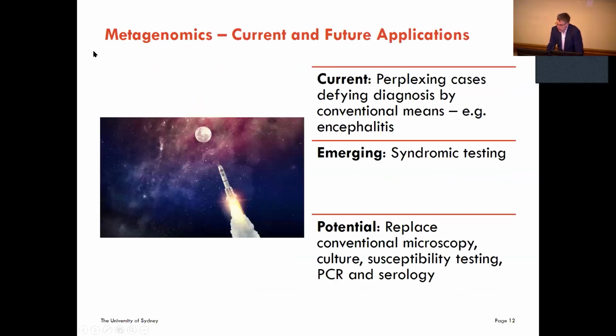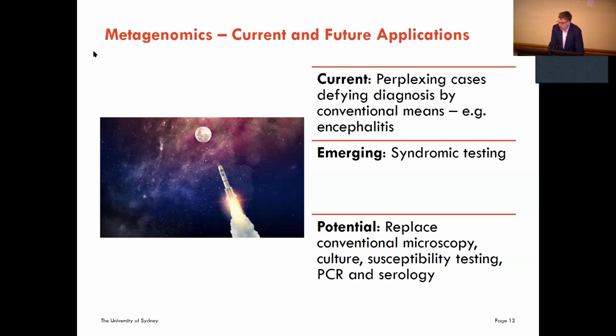All right, so in our clinical practice, metagenomics is currently used when we have perplexing cases defying diagnosis by conventional means. Encephalitis is a really good example of that. Already, San-Marie Schlebusch and Amy and co can do a metagenomics panel at Forensic and Scientific Services for about $700 when you have a confusing case, and you just have to fill out an SAS form. It only includes DNA sequencing at this point, but it's already proving quite useful, I think.